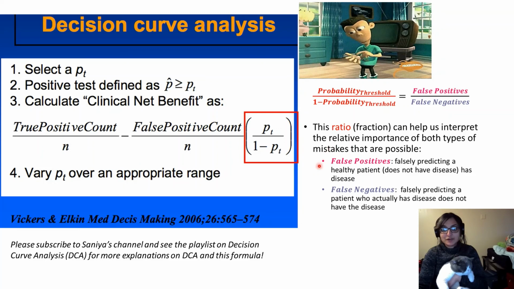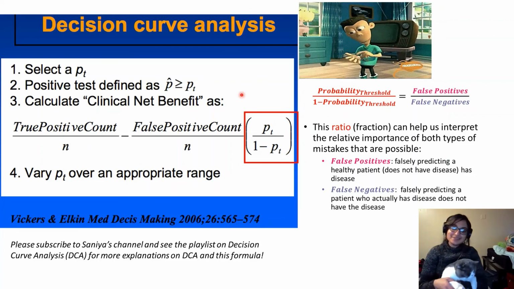False positives are falsely predicting that a healthy patient, who actually does not have the disease, has the disease, versus a false negative, where you falsely predict that a patient who actually is diseased is healthy. So how do you weigh them? That's what this ratio tells you.